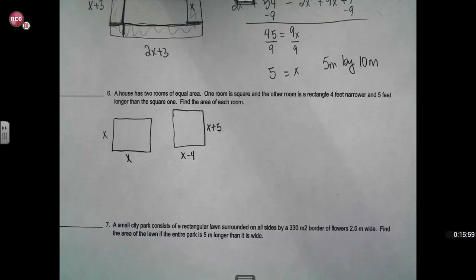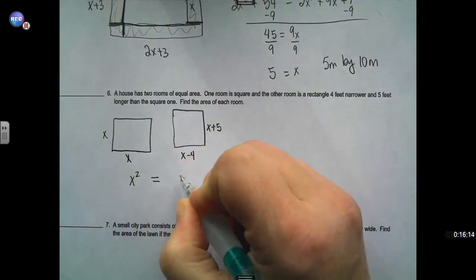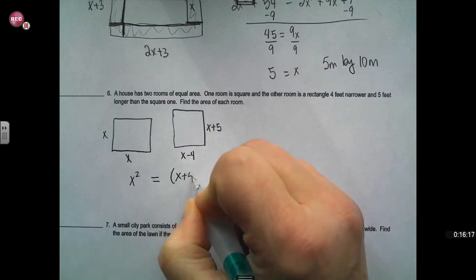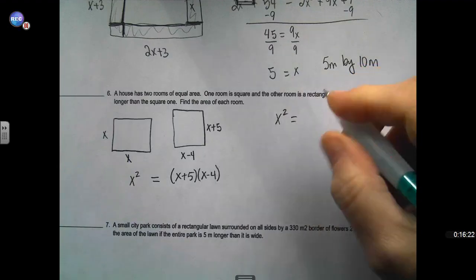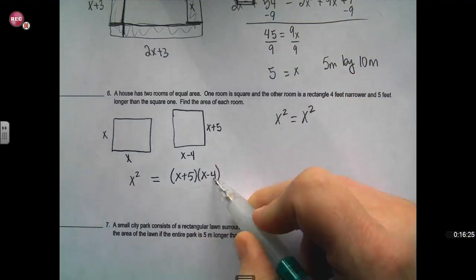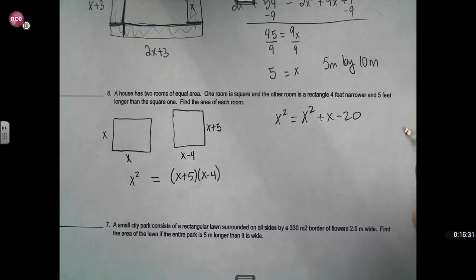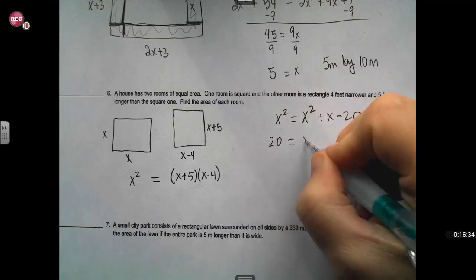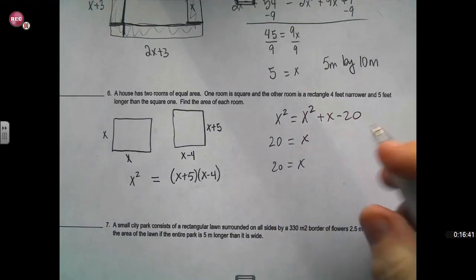How am I going to subtract or add to get the area? They don't have to, because they told you right at the beginning that a house has 2 rooms of equal area. So that means the area of this room, x squared, equals the area of this room, which is going to be x plus 5 times x minus 4. Or x squared equals x squared minus 4x plus 5x minus 20. The x squareds drop out. I'm going to skirt the 20 to the other side. X equals 20.